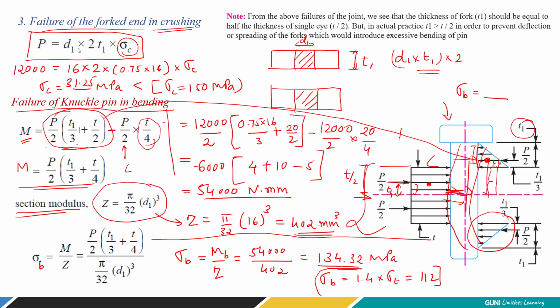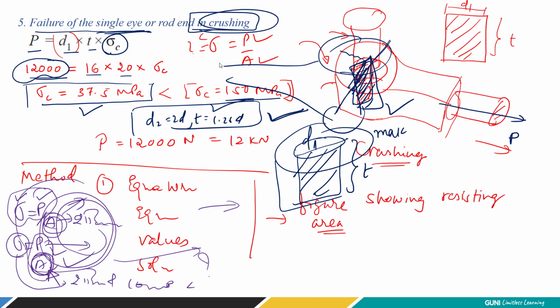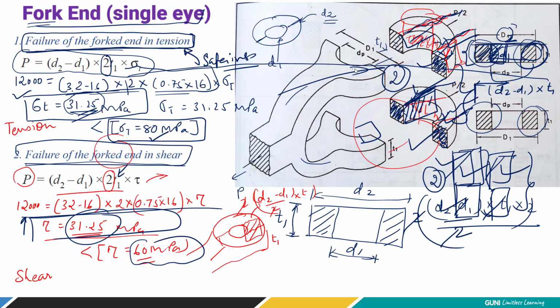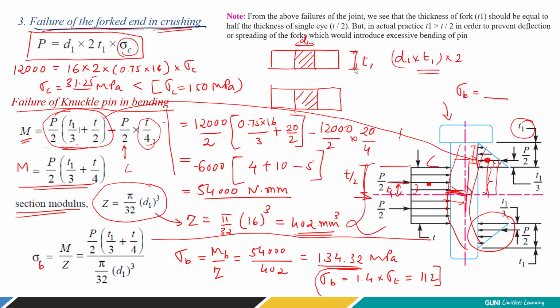Now let's consider the failure of fork end in crushing as we considered in single eye, right? What we did, we considered the crushing failure of single eye, where the pin will be forced. Okay, so these possibilities are there in the fork end also. So we do have to verify the situations. So where will it force, here. So this is the pin where it is forcing because of applied tensile load, right? So this is the area we are interested in. How much is it, very simple, this diameter which is pin diameter D1. Okay, then what is vertical height, T1. So this is T1, but there are 2 areas, 1 and 2, right? So that's why we are adding 2.